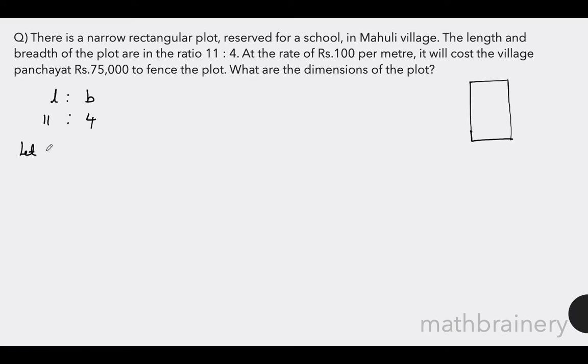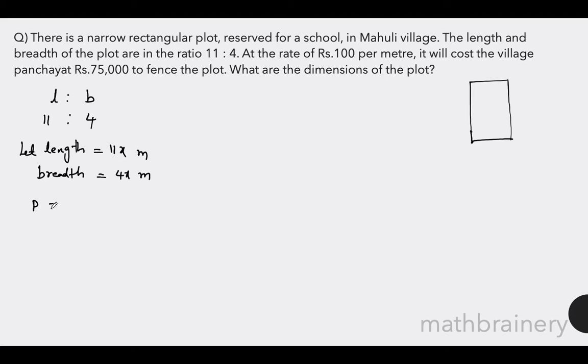So I can assume length of the plot as 11x and breadth of the plot as 4x meters. Okay, this is given in meters. So let's assume length as 11x meters and breadth as 4x meters, so that when I take the ratio of these two, it will be 11:4. Now what is given? At the rate of 100 rupees per meter, it will cost the village panchayat 75,000 rupees to fence the plot. Now what do you mean by fencing the plot? To give a boundary to the plot, right? Starting, let us say, from this point, it will cover this breadth, breadth and length. Totally what we are talking about now is perimeter of this rectangle.